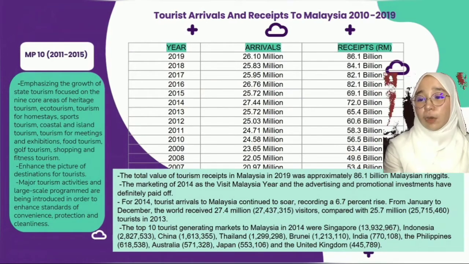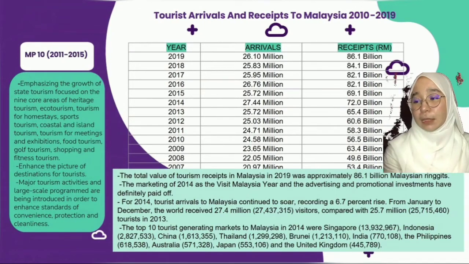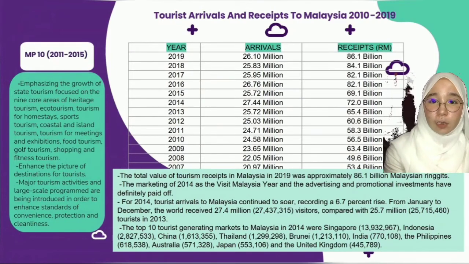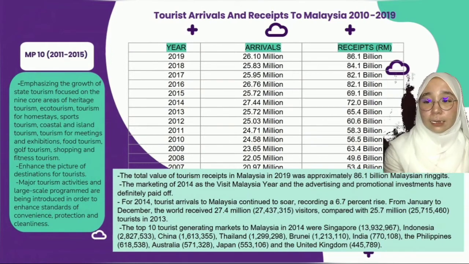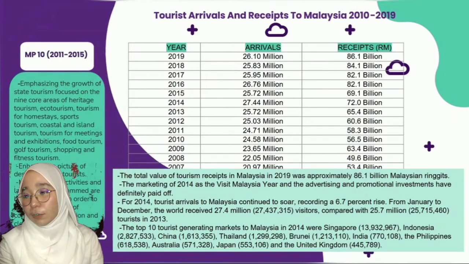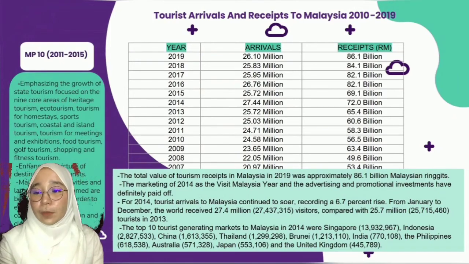For 2014, tourist arrival to Malaysia continued to show growth, recording a 6.7% rise. For January to December, the country received 27.4 million visitors compared to 25.7 million tourists in 2013. The top 10 tourist-generating markets to Malaysia in 2014 were Singapore, Indonesia, China, Thailand, Brunei, India, the Philippines, Australia, Japan, and the United Kingdom.